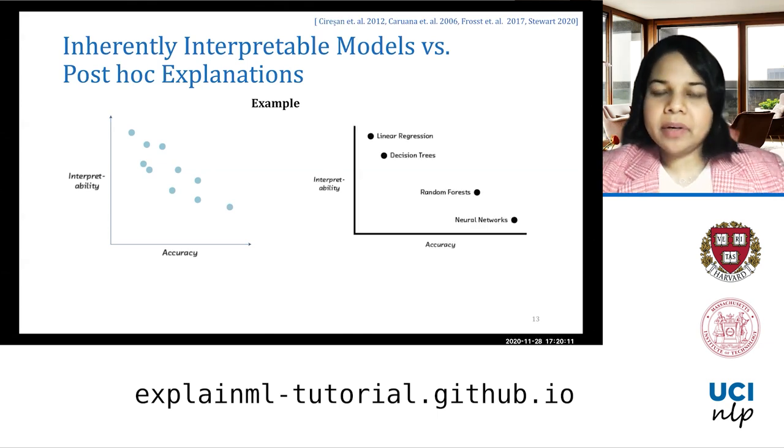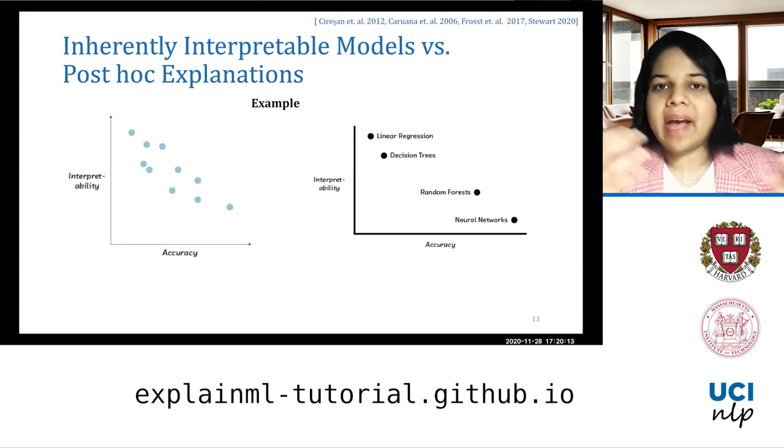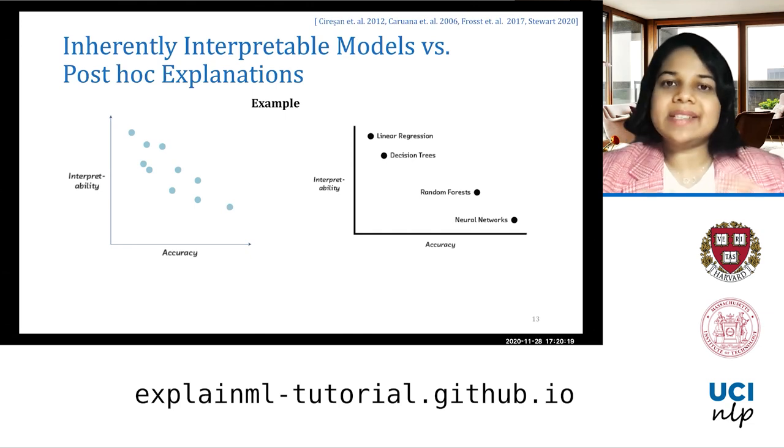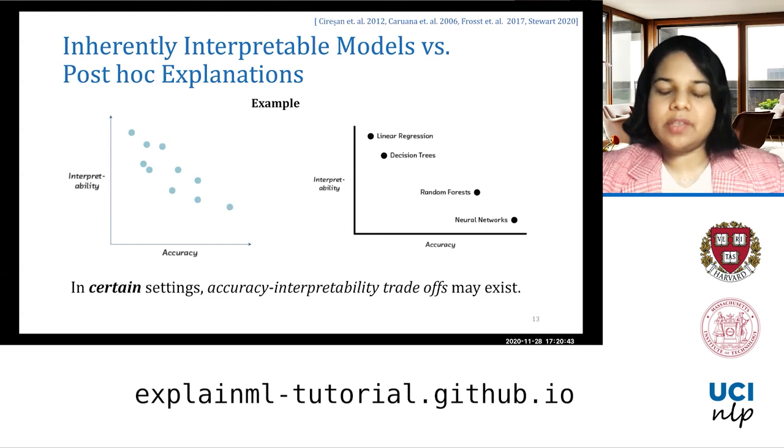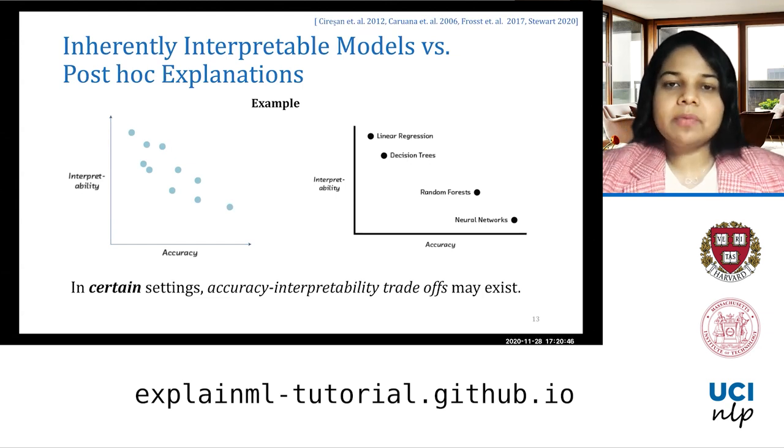For example, when we were using linear regression or decision trees, maybe accuracy is taking a hit. On the other hand, when we use more complex models like random forests or deep neural networks, our predictive accuracies are improving. These patterns are commonly observed in certain settings, especially in things like image recognition. So there are certain settings where these trade-offs exist, and in those cases, we might not want to sacrifice accuracy for the sake of interpretability. In such cases, we may want to rely upon post hoc explanations.